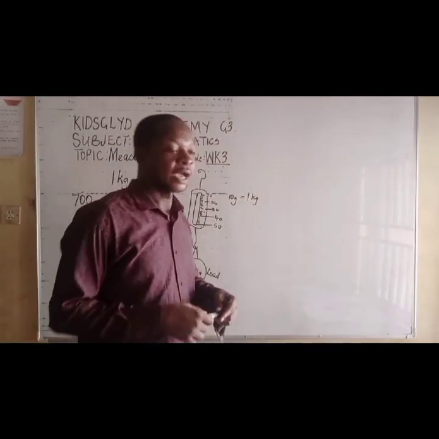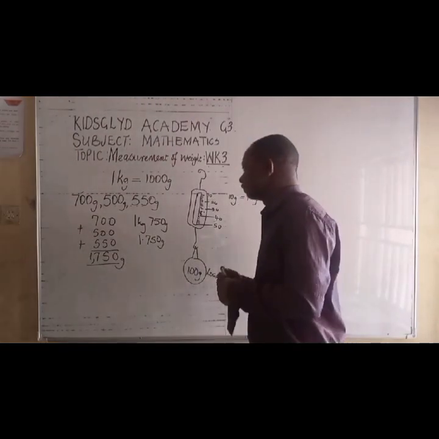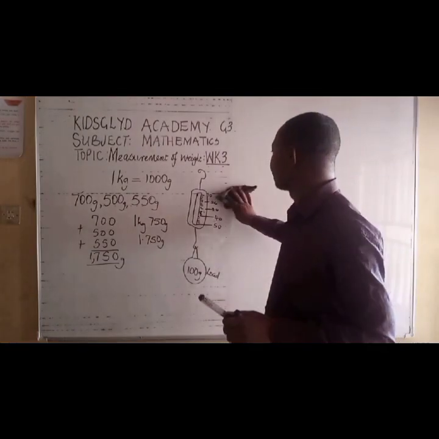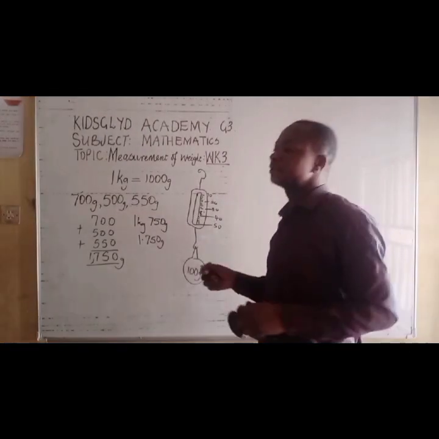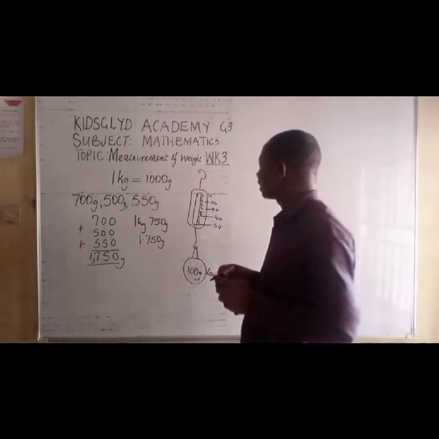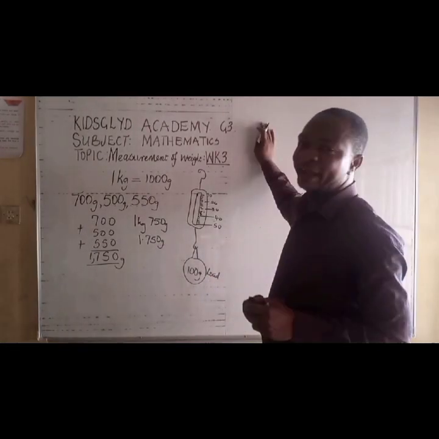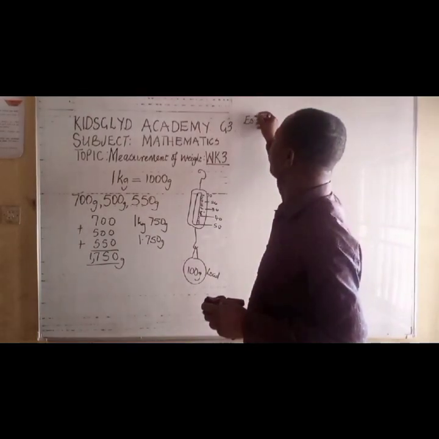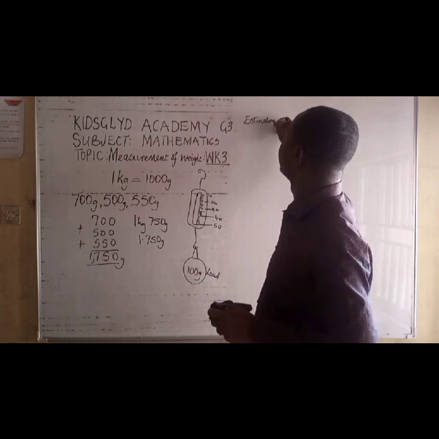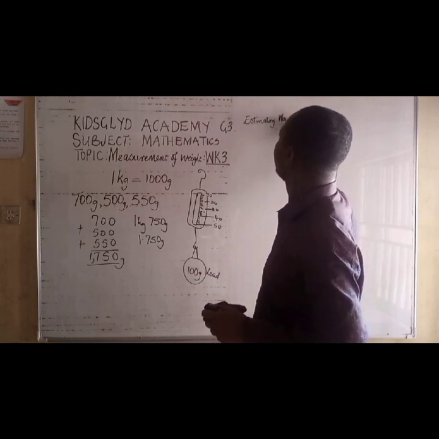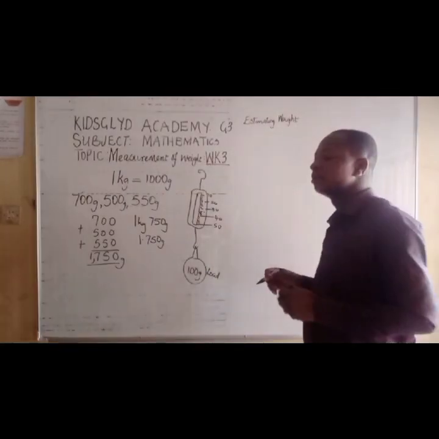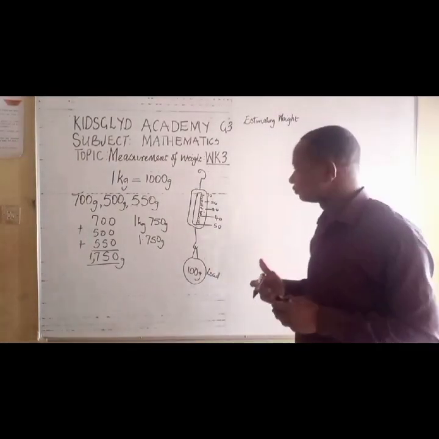Now, another example is this. We use this to solve two different examples. Another example is, since 1 kg is 1,000 grams, how do we estimate this weight? Because estimating weight means that we need to round up.